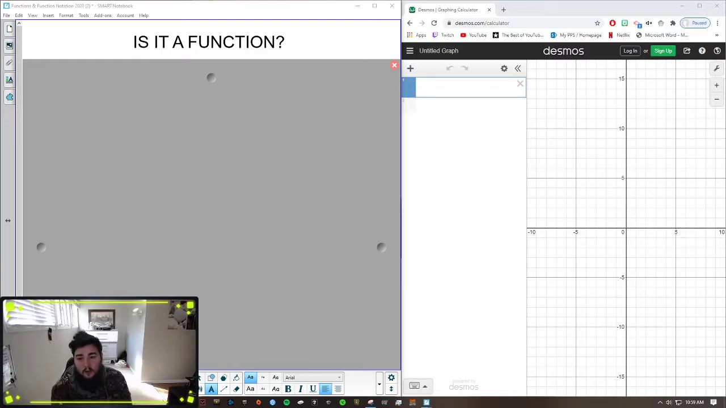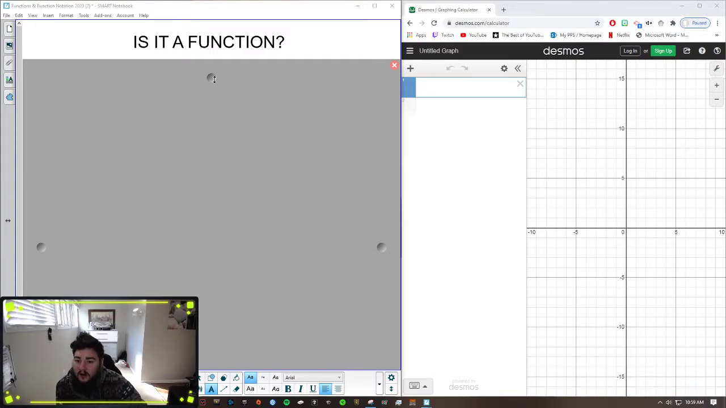So here is some review over "is it a function?" Remember, when we're determining whether a relation is a function, we're using the VLT, the vertical line test. We're going to do one of each problem, and you're going to spend the rest of the day in class working on some practice problems.